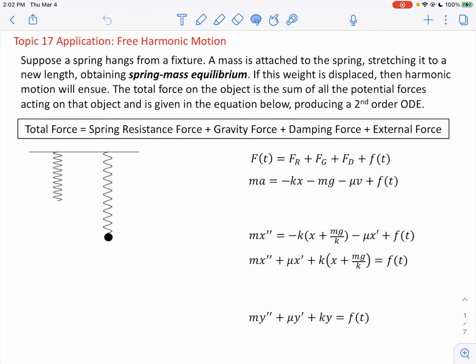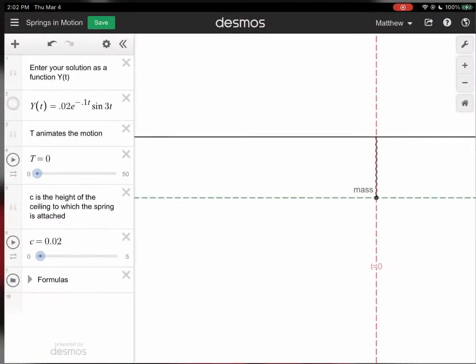Now, suppose a spring hangs from a fixture. A mass is attached to the spring, stretching it to a new length, obtaining a spring mass equilibrium. If this weight is displaced, then harmonic motion will ensue. Now, I'm going to cut over to Desmos and show you what I mean by this.